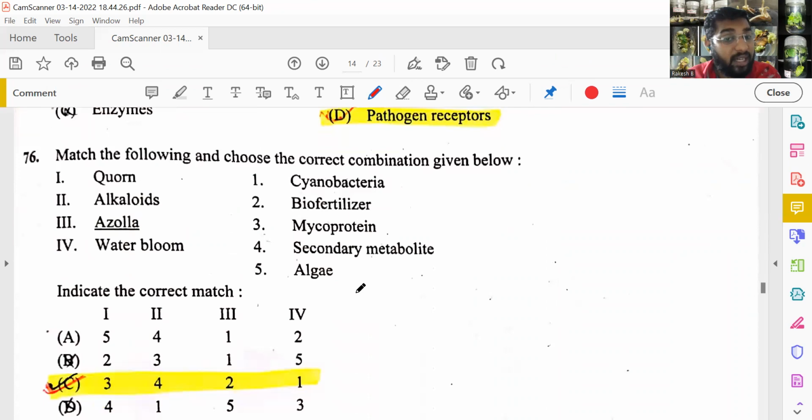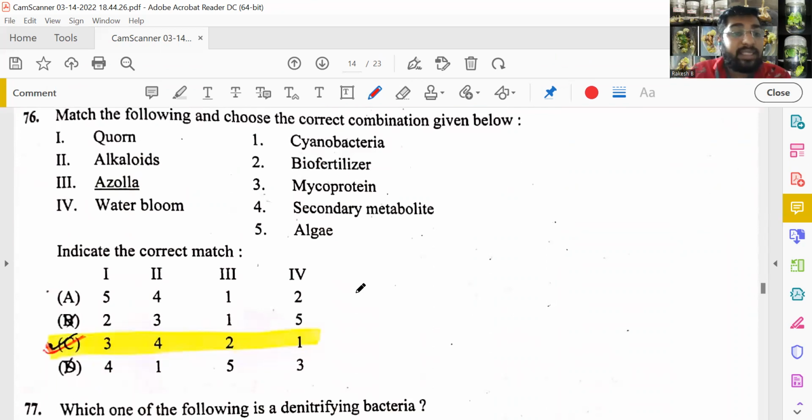Match the following with the correct combination. This is very simple. Azolla is used as a biofertilizer. Cyanobacteria cause water bloom, or algal bloom, so that is also one of the answers you can write. Alkaloids are secondary metabolites, and Quorn is a mycoprotein. If you know any one or two, this becomes very easy. Based on that, the right answer is C.